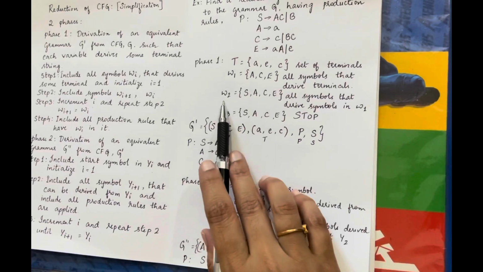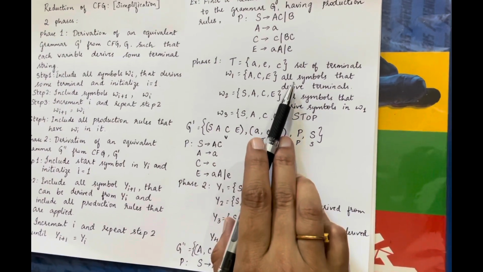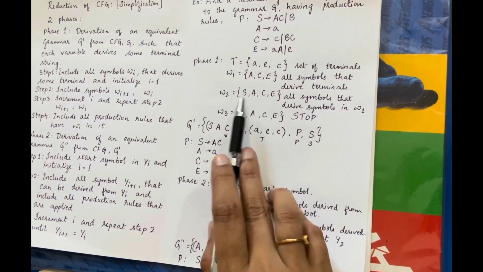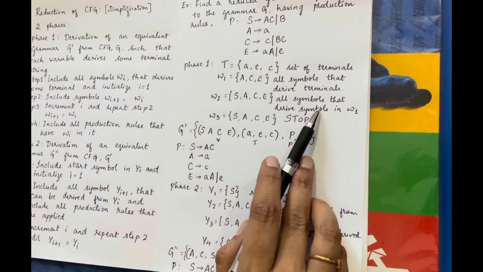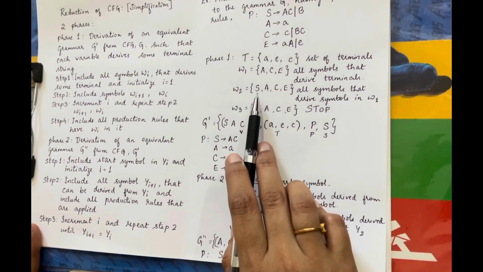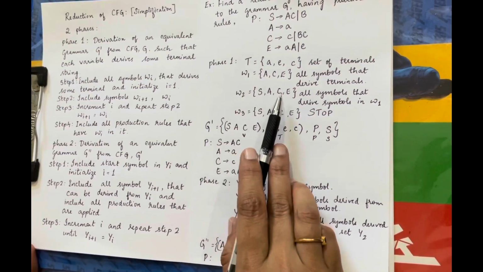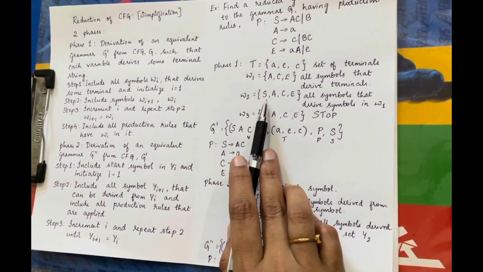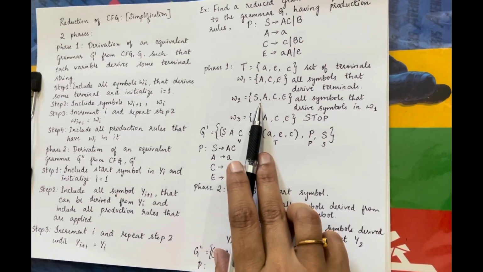Then W2 is where you include all those variables that you derive from W1. You will start with W2 where all the symbols from the derivations are first included, and then you will check which symbol is derived from W1. Then you can see A, C, E are taken as they are, and S also is derived from AC. That's why S is included in W2.